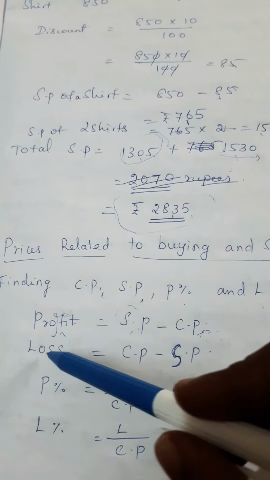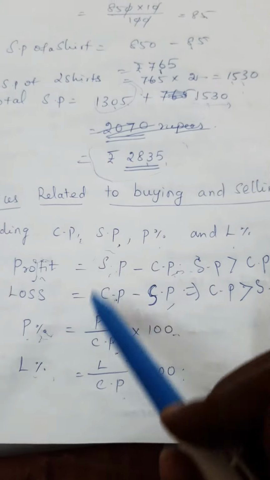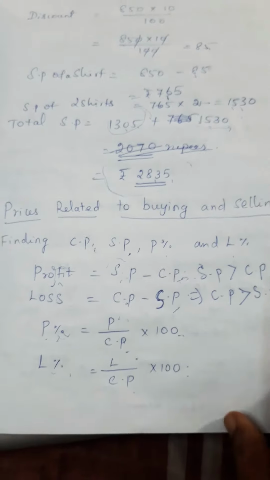Okay, so next one is profit percent. Profit percent is profit by CP, cost price, into 100. Profit amount by cost price into 100. Loss percent is loss amount by cost price into 100. These are the formulas we learnt last year itself. Now we have to move to the next one. Using this idea, we are going to solve a few sums from exercise 8.2.